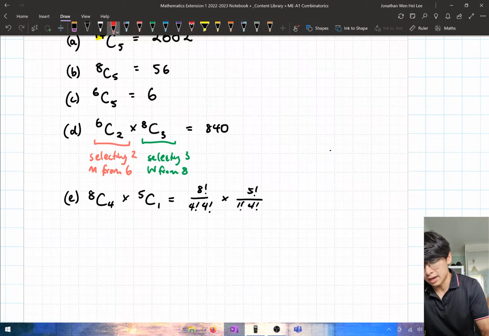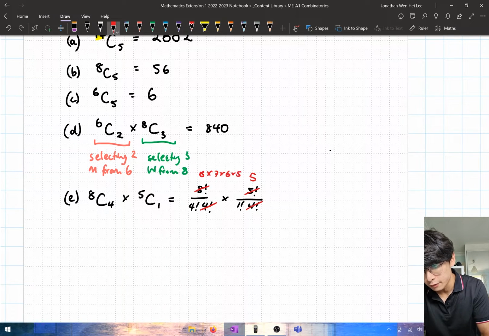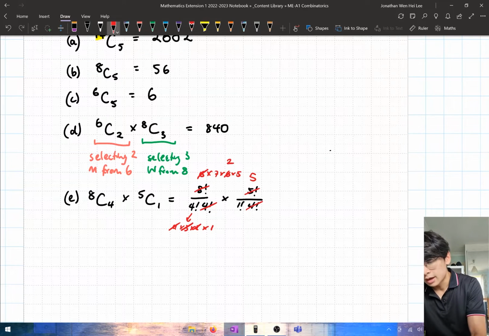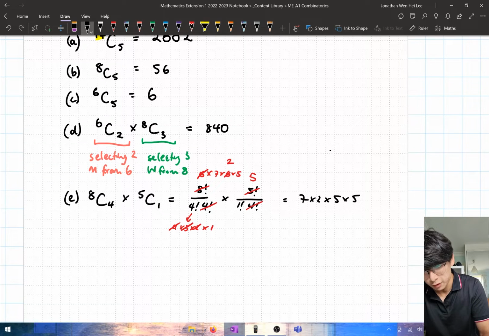And so we can actually start to cancel stuff out. So here, that's 5 factorial, we'll cancel out with this, so we're left with 5. This 4 factorial will cancel out with the 8 factorial, so we're going to have 8 times 7 times 6 times 5. And the 4 factorial, that's going to be 4 times 3 times 2 times 1. The 4 and the 2 will cancel out with the 8. The 3 will cancel out with the 6, and we're left with 2. And so here, this just becomes 7 times 2 times 5 times 5, which I believe will give me 350.